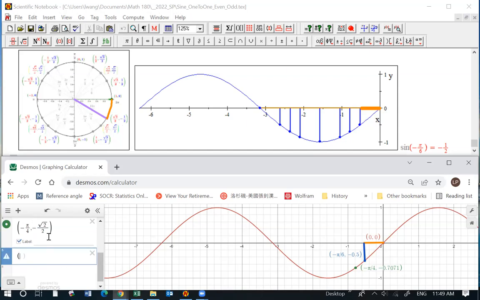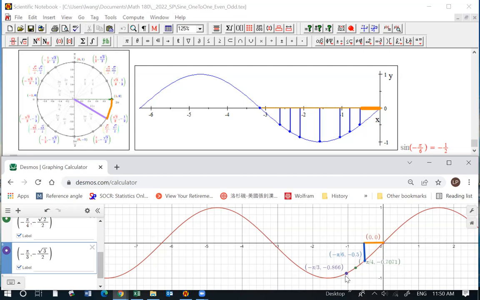So the next point is negative pi over 3. Negative pi over 3, and the ratio is negative square root of 3 over 2. Divided by 2, sorry. Divided by 2. I'm a little bit excited, okay? Because we're going to get this done and you're going to see so much more labeled right there.